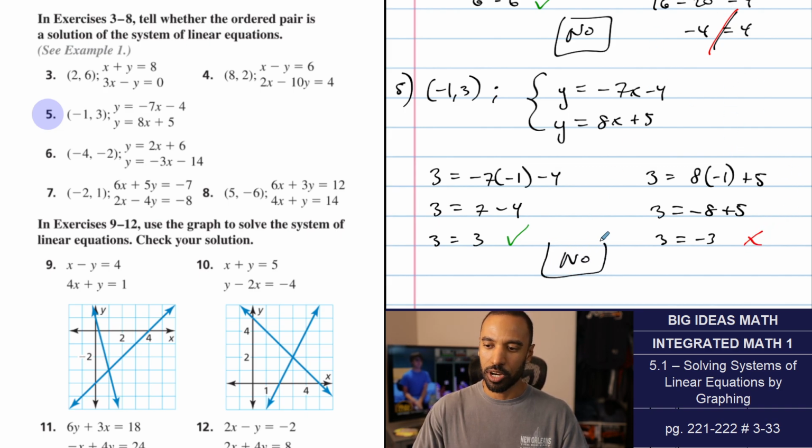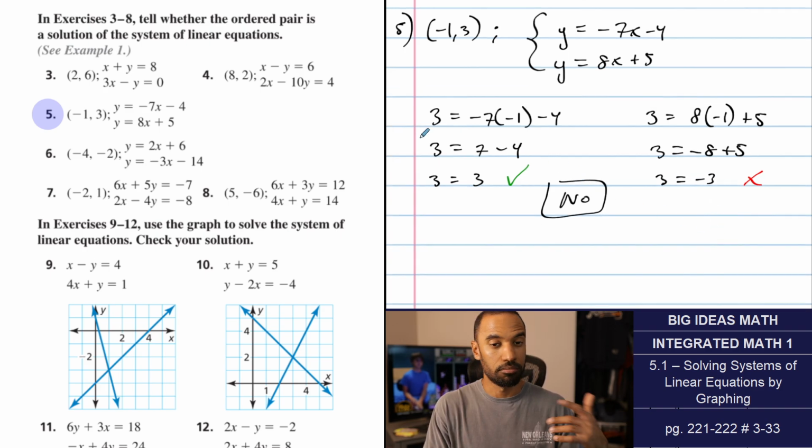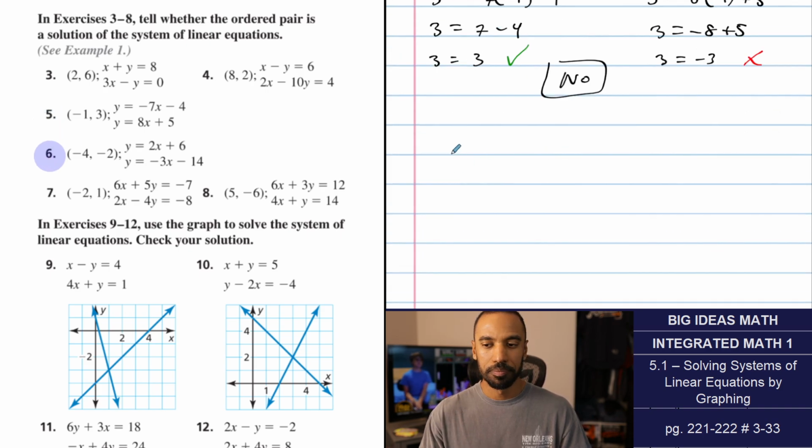Yeah, if they had the bottom equation on top, the moment I saw that, I would halt the problem. I'm done. I say no, it's not a solution to the system. If it's not a solution to one of them, just one of them, it's done.